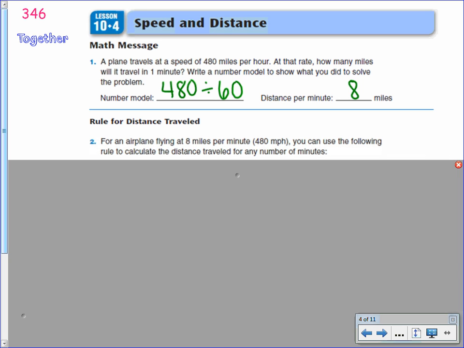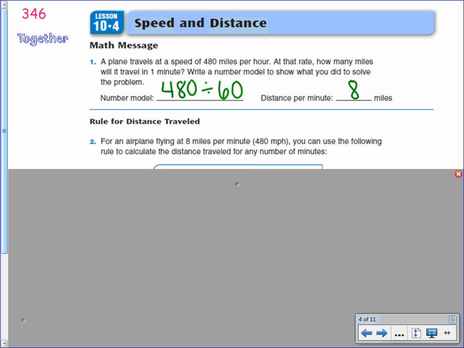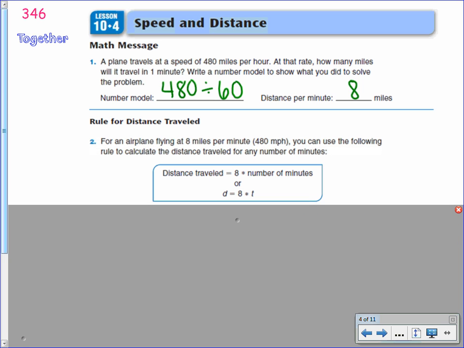Now we kind of have a new rate. We started out with 480 miles per hour, but now we know that in 1 single minute, an airplane can fly 8 miles per minute. So they're kind of nice to you. They give you your rule.